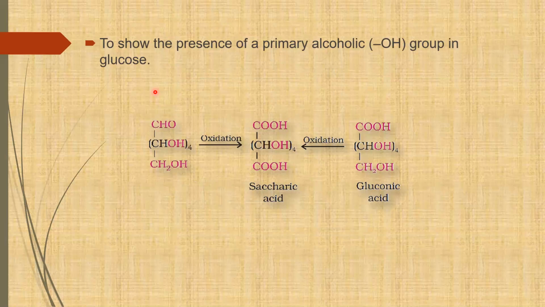Even gluconic acid, when oxidized, again gives saccharic acid, which shows that the last group, CH2OH, present in glucose is a primary alcoholic group.